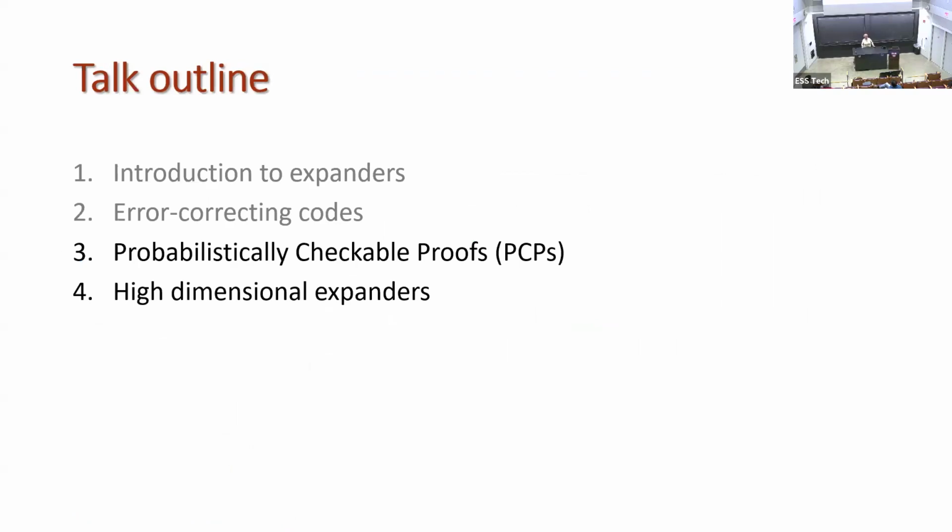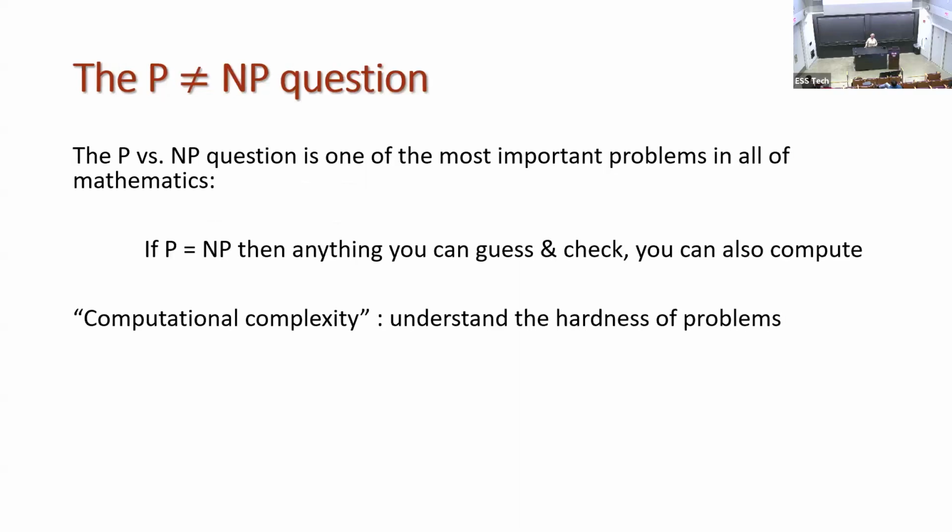Okay. All right, so we did error correcting codes and we saw how expanders play a role in them. Okay, where are we standing? Okay. So now I get to talk about probabilistically checkable proofs. So before I talk about that, let me say something about the P versus NP question.